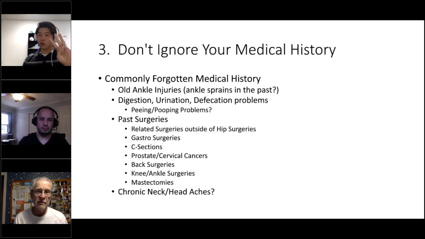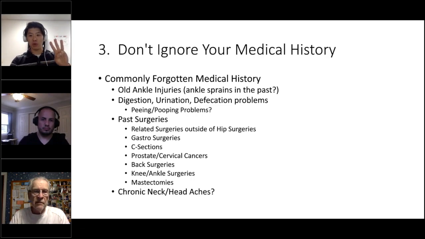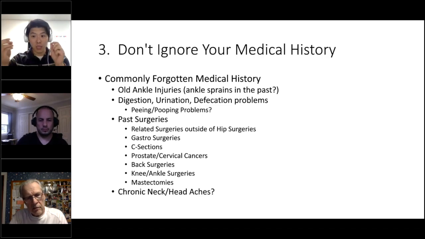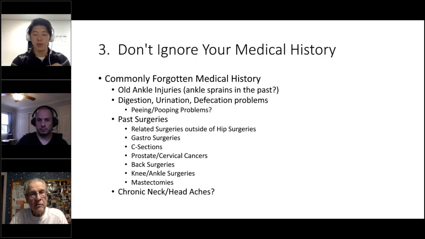Number 3 secret, these are all kind of interrelated. Hopefully you're starting to see a point here. You don't want to ignore your medical history, right? So if you've had chronic hip pain for such a long time, and you come to us, hopefully we've listened to your medical history and we try to make connections with it. Sometimes we forget or just miss it, so we just need some reinforcements from the patient.